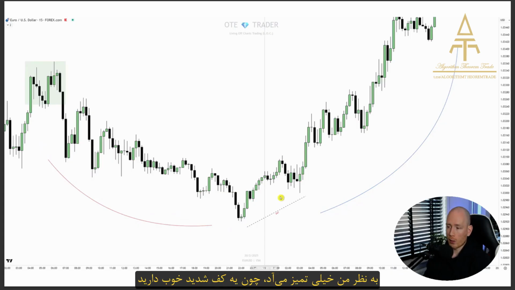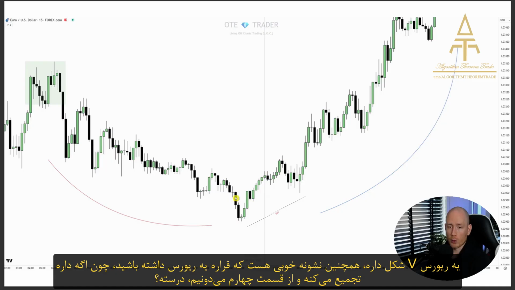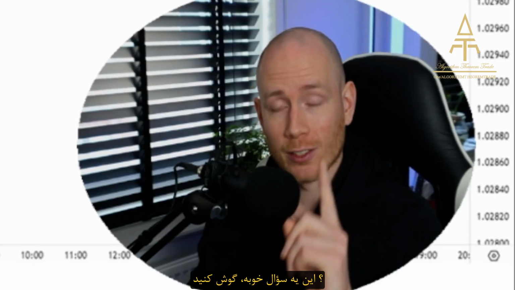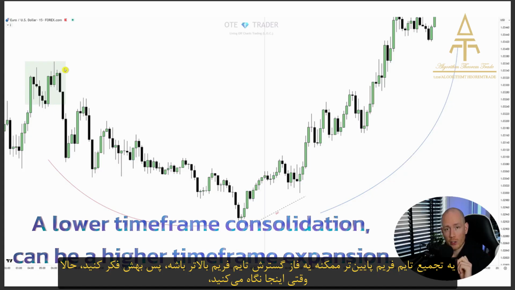This looks very clean in my opinion because you have a nice extreme low. It has a V-shaped reversal. It's also a nice indication that you are going to have a reversal, because if it's consolidating, we know from episode 4, right, market cycles, that price doesn't really reverse from a consolidation. Now I can already hear you think, hey, but what about the original consolidation in a market maker model? That is a good question. Listen, a lower time frame consolidation might be a higher time frame expansion phase.